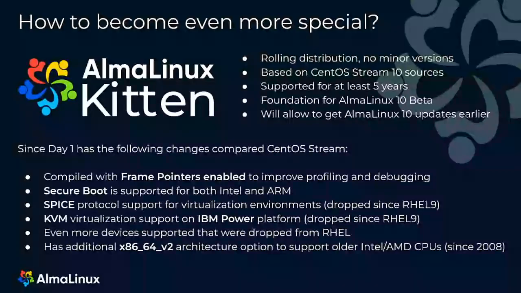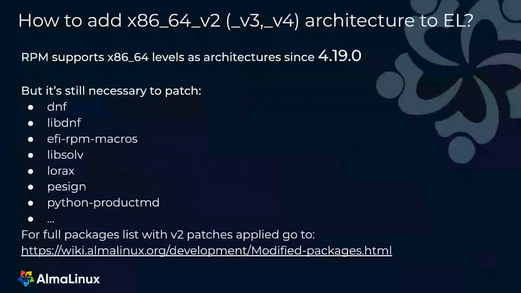Also we brought back KVM virtualization support to the IBM Power platform. It was also dropped. More hardware supported, and we implemented an additional x86-64-v2 architecture option to support all the CPUs since about 2008 that are currently supported in AlmaLinux 9. To do that, what do we have to do? RPM supports these levels like v2, v3, v4 since version 4.19, which is like 1.5 years old or something like that. But the problem is that nothing else supports them.